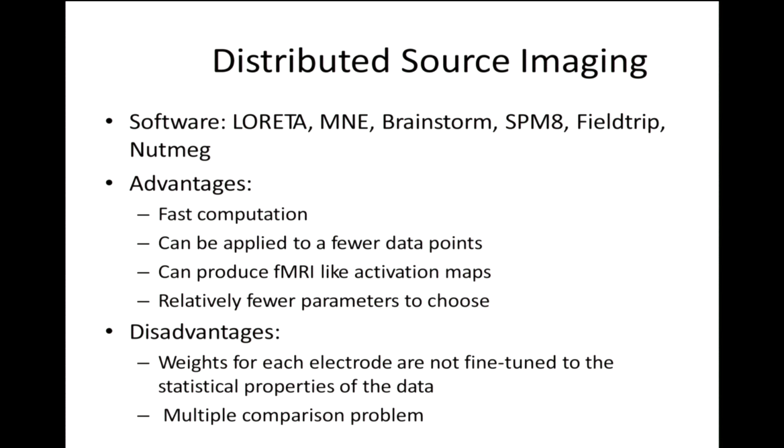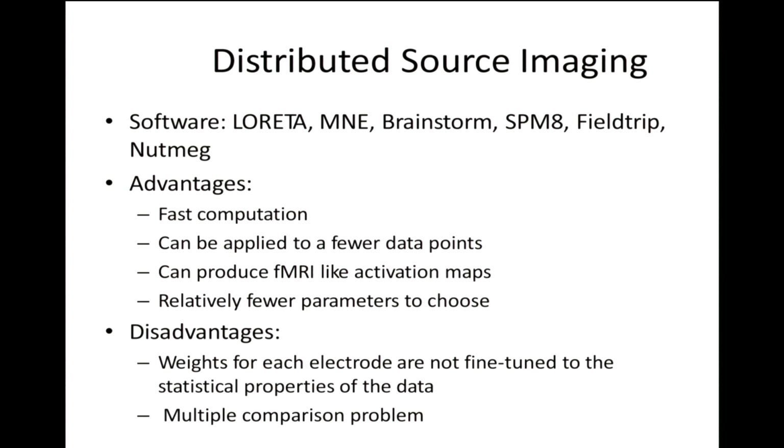So the advantage is that most distributed source imaging methods are usually quite fast, so you don't need to do any kind of iteration like you have to do for ECD, and they can also be applied to much fewer data points. And third, which is possibly more practically appealing, it can produce fMRI-like activation maps. Literally you can assign the voxel intensity and project it, not on the scalp, but on the brain surface. And usually you don't have that many free parameters to choose.